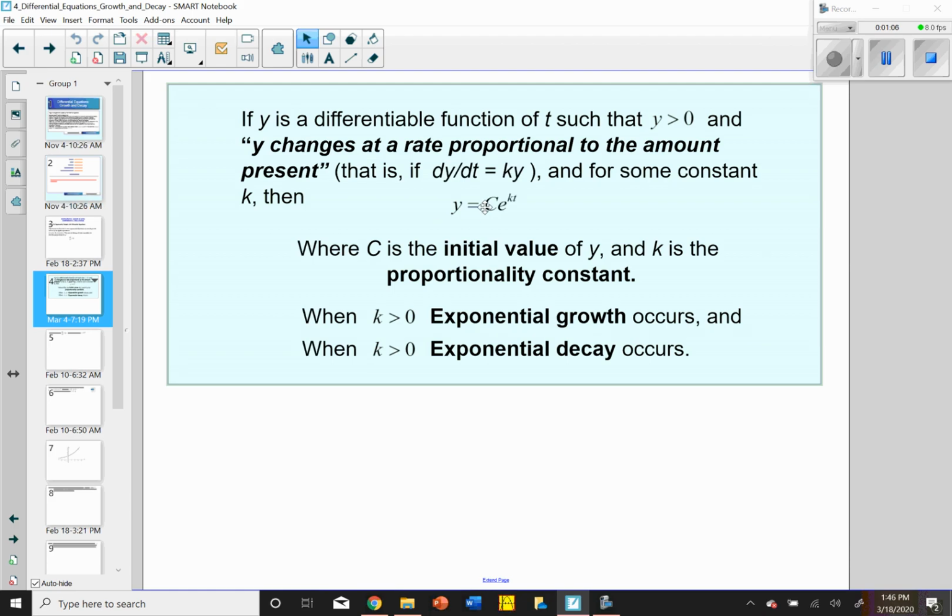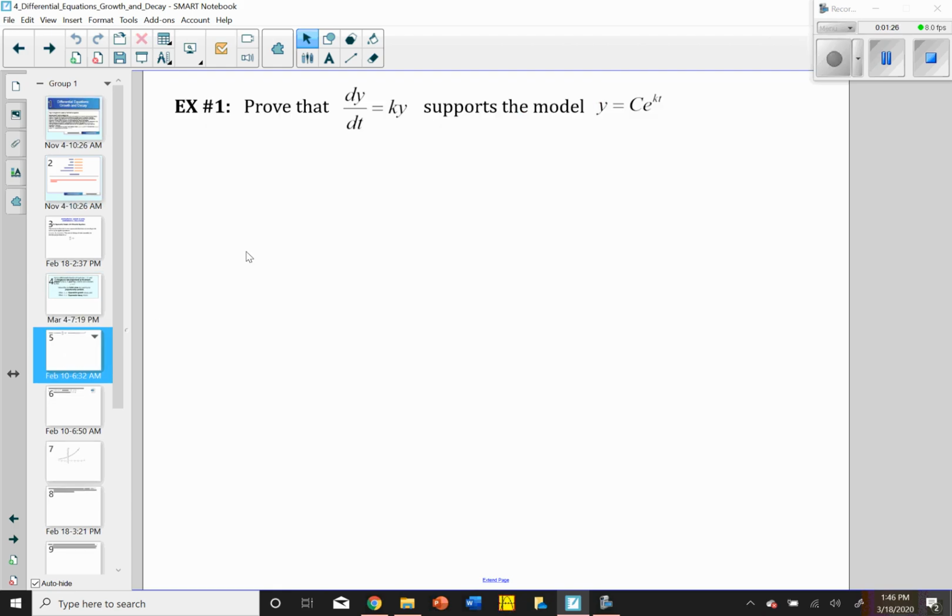And c is the initial value of y. k is the proportionality constant. When k is positive, we're seeing exponential growth occur. And when k is negative, we see exponential decay occur. There's a typo right there. We'll get that fixed. So let's prove that statement when we see those words.